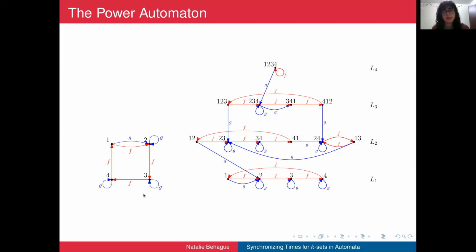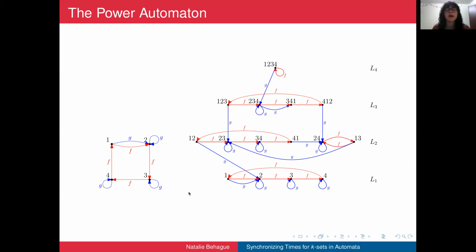So, for example, if we take the set of all states 1, 2, 3, 4, F is just a permutation on these. So F sends the set 1, 2, 3, 4 to the set 1, 2, 3, 4. So we draw that little loop up there. And G sends the set of states 1, 2, 3, 4 to the states 2, 3, 4. So we draw this arrow going from 1, 2, 3, 4 to 2, 3, 4.